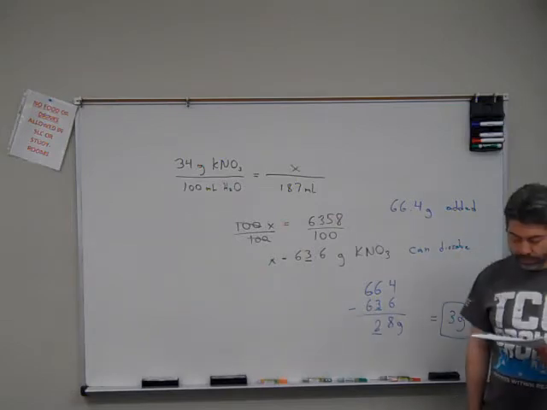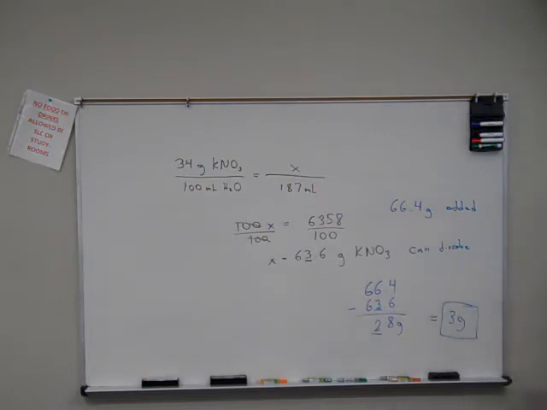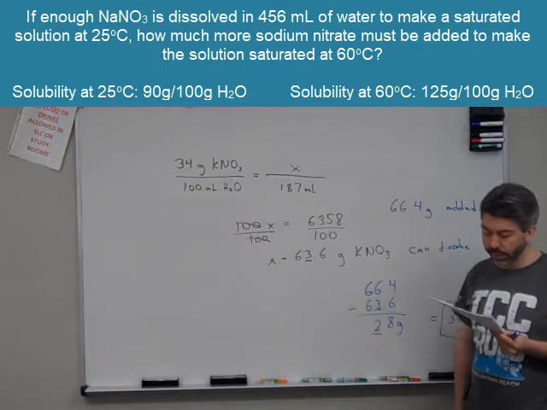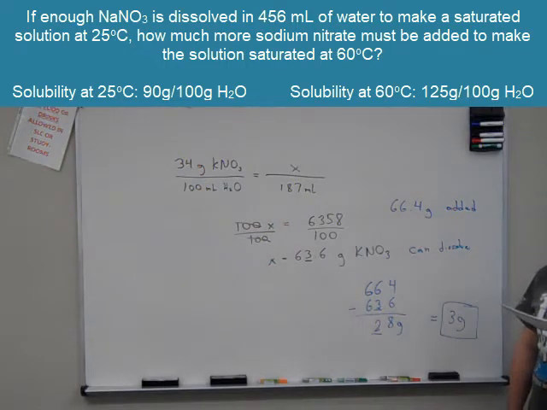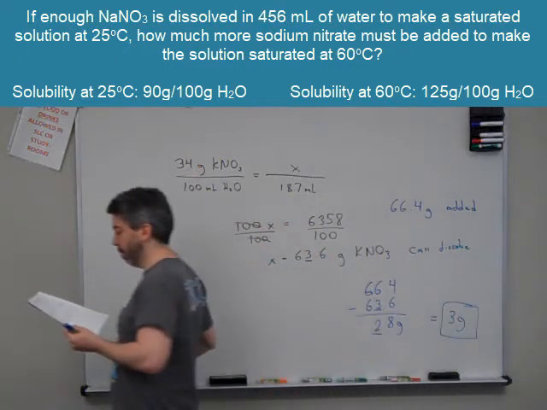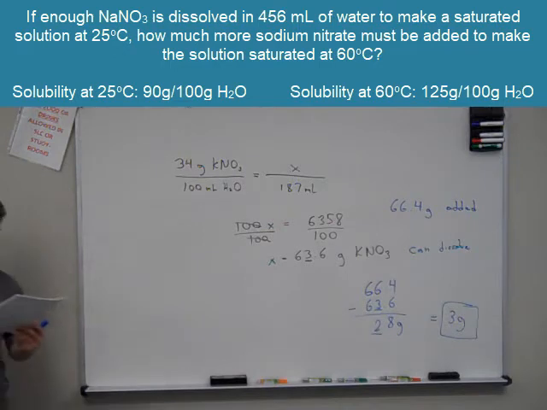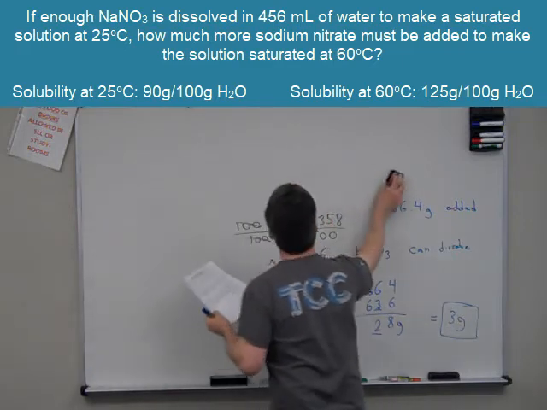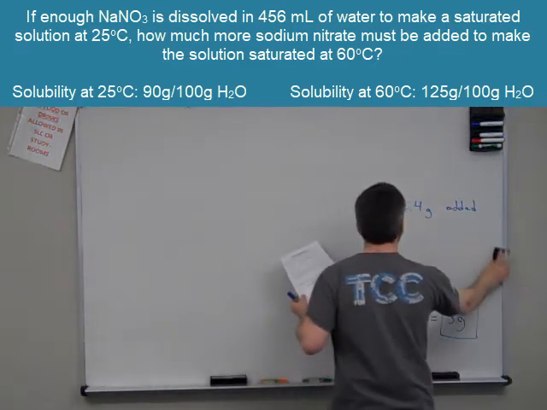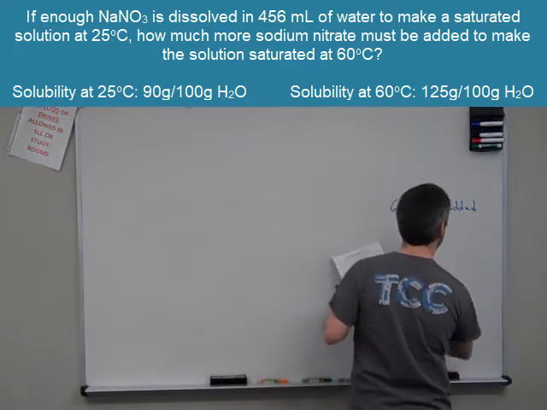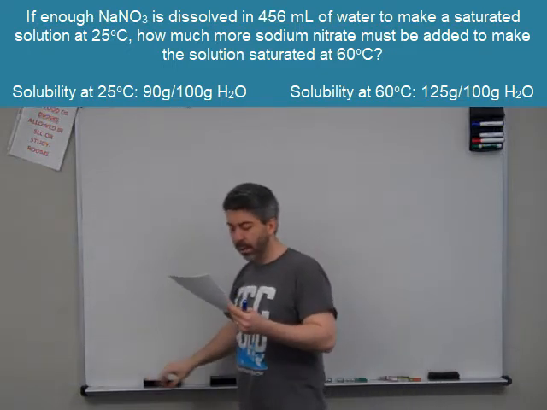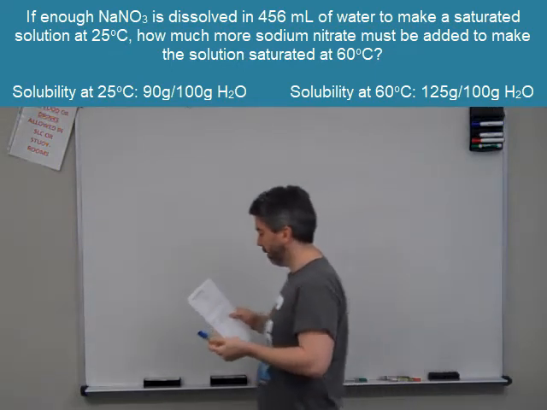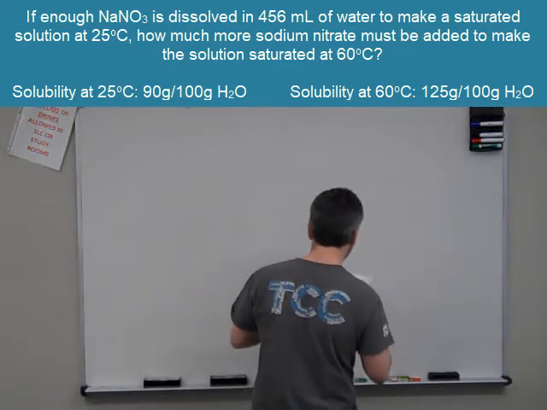Alright, so now question number 6 says, if enough sodium nitrate is dissolved in 456 milliliters of water to make a saturated solution at 25 degrees, how much more sodium nitrate must be added to make the solution saturated at 60 degrees? So, we know that enough is added to make it saturated at 25 degrees. So we can solve for how much is needed to make it saturated at 25 degrees.